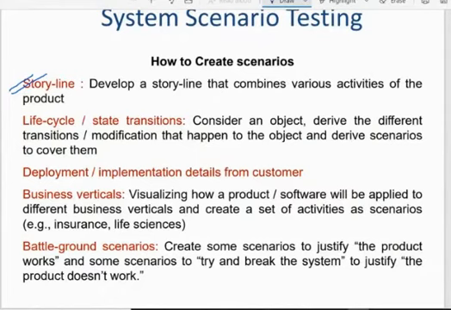Once we have developed this storyline, I have the life cycle or the state transitions where I consider an object, derive the different transitions or modifications that happen to the object, and derive the scenarios in order to cover all the lefts and rights of the system. Afterwards, we go for the deployment or implementation details from the customers. And then we have various business verticals, where we visualize how a product or the software will be applied to different business verticals and create a set of activities as scenarios. For example, insurance or the life sciences.